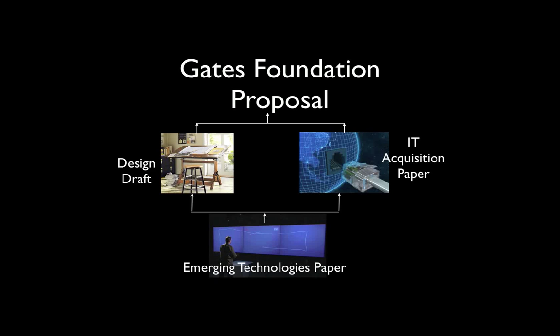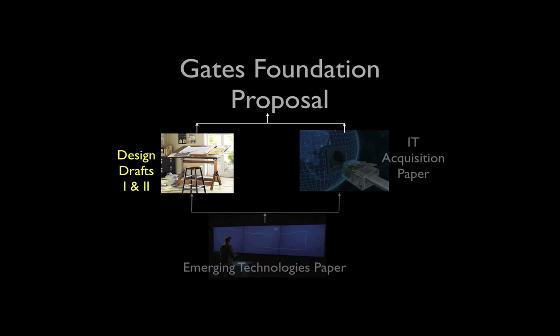It has to be done step by step, finding out what the emerging technologies are, building a design draft that holds your idea of what this fabulous IT-enriched learning environment is going to be like, looking at the IT that's necessary to support it, and then rolling it up into the foundation proposal. Now, let's just focus here on design drafts 1 and 2.